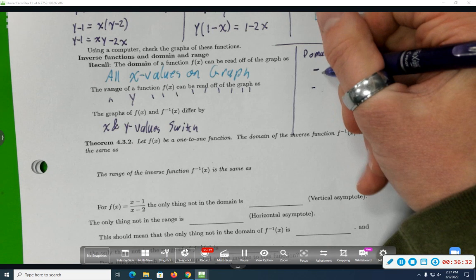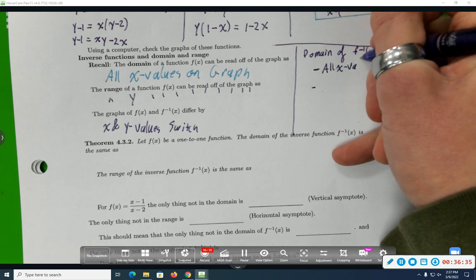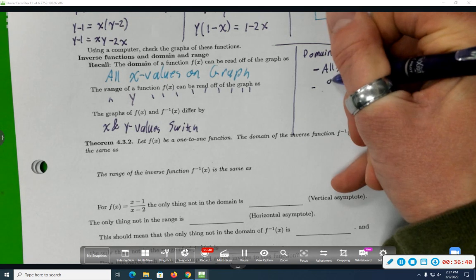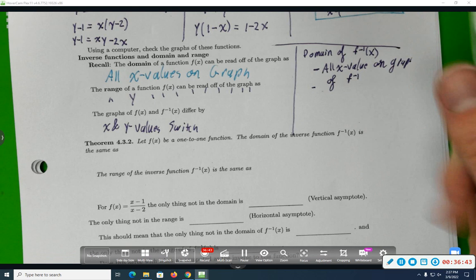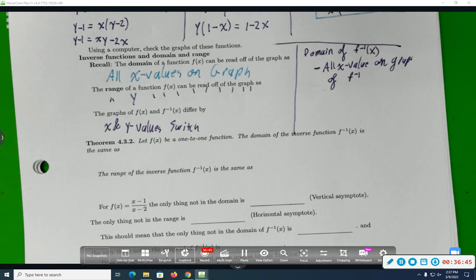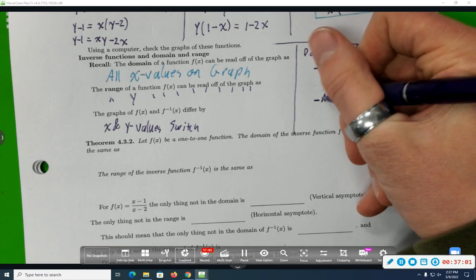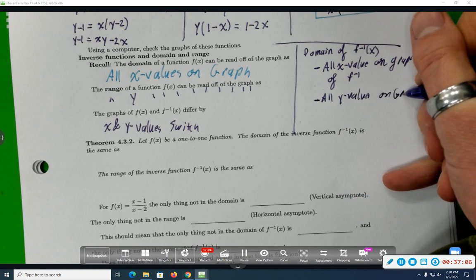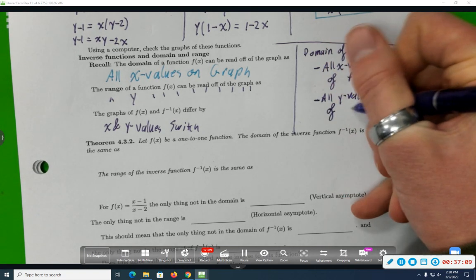The first bullet point is that's all x values on the graph of f inverse. But now we can say what you said, right? All the x values on the graph of the inverse will be the same as all the y values on the graph of the original. All y values on the graph of f.